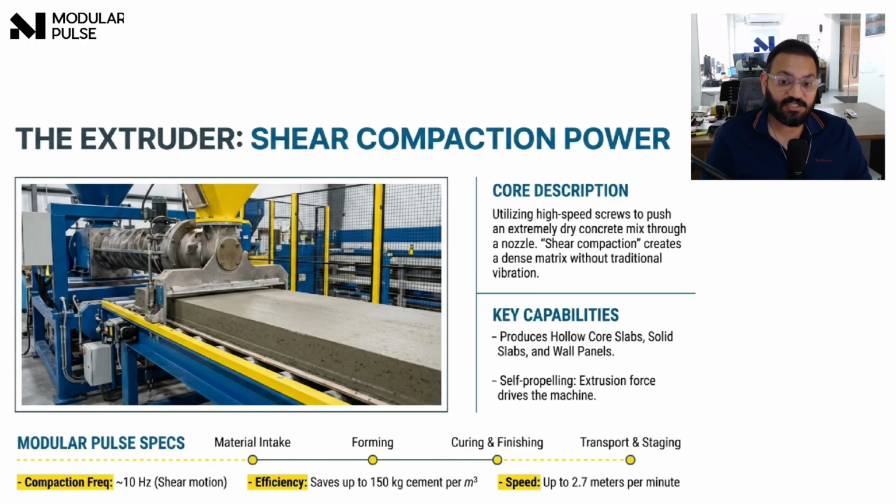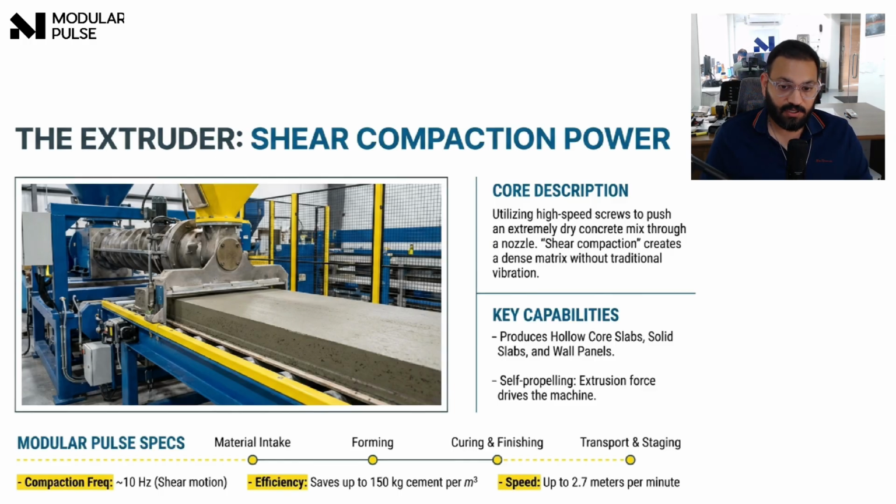Inside the machine, high-speed screws push this dry concrete through a shaped mold. As the concrete moves forward, it gets compressed under pressure and shear force. This packs the particles so tightly that vibration is not required at all. The result is very dense concrete, high early strength, and very consistent dimensions. Extruders are mainly used for hollow core slabs, solid slabs, and sometimes wall panels.